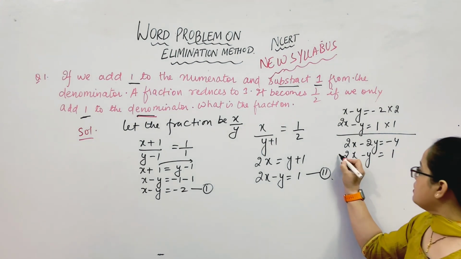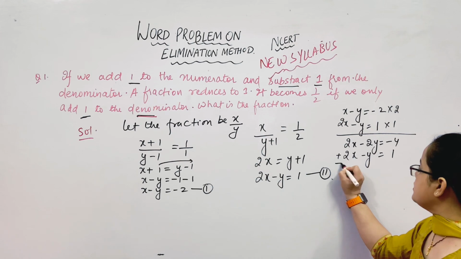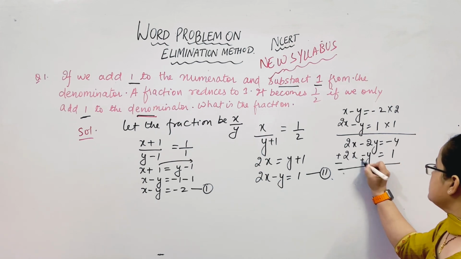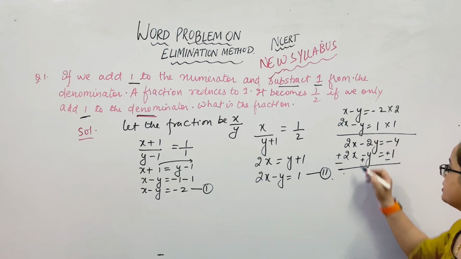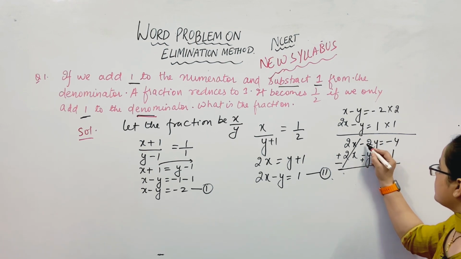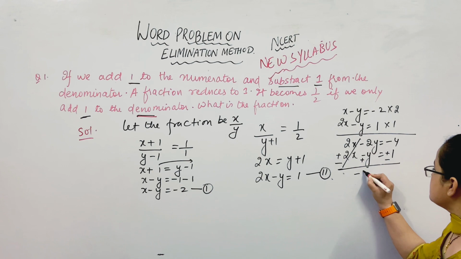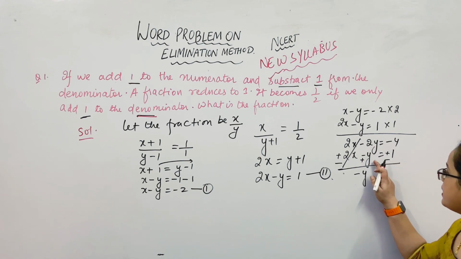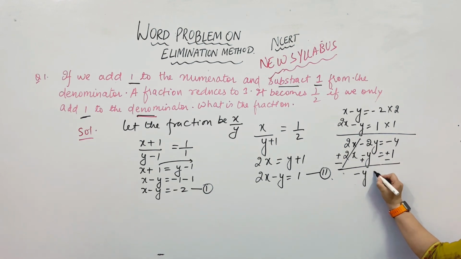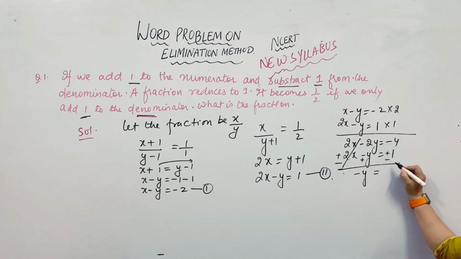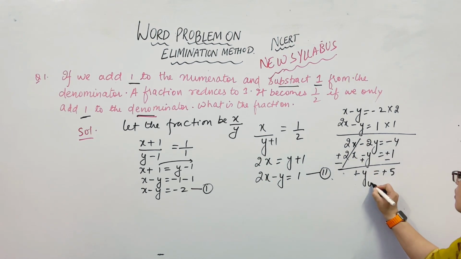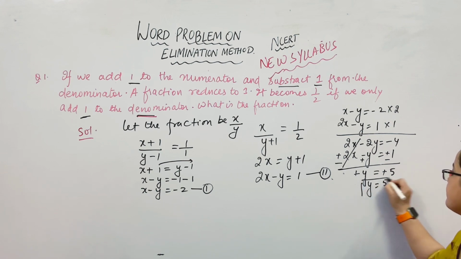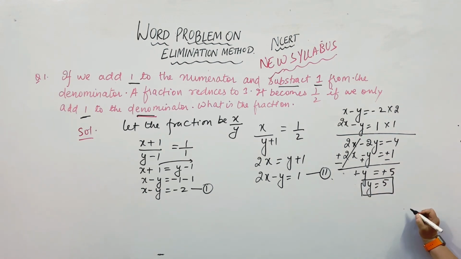Okay. Now, I will change the sign. Positive will change to negative. Negative will change to positive. And this is again positive. Positive will change to negative. Cancel out. Okay. So, minus plus minus. So, minus 2y plus y is minus y. Minus 4 minus 1, it will become minus 5. So, I am getting y is equal to 5. Hope this is clear to you.